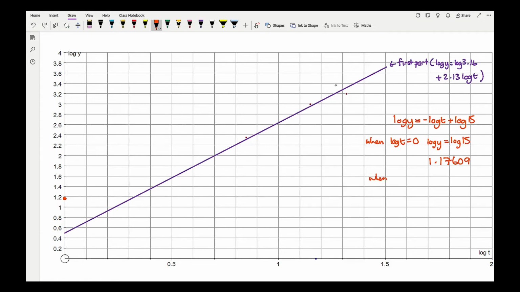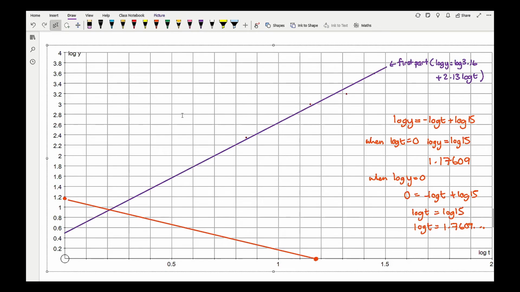Now when log y equals 0, I end up with 0 equals minus log t plus log 15. Taking this to the other side, log t equals log 15, which therefore means log t equals 1.17609. So that gives me a value around about here. All I now need to do is draw a straight line going through those 2 points. I'm going to try to get it as close as possible, and I end up about there. So there I've plotted my 2 linear equations.